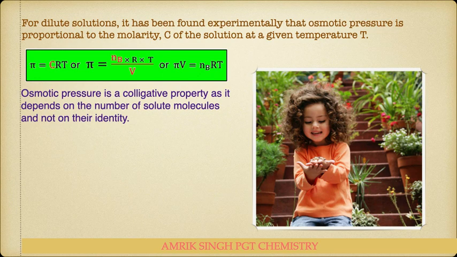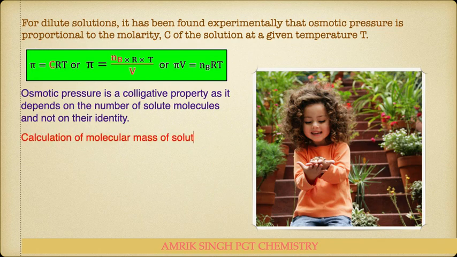Osmotic pressure is a colligative property as it depends upon the number of solute particles and not their identity. Therefore, in the equation it is clear that pi is proportional to n. R is constant, T is constant, V is also constant. Therefore, pi directly depends upon the number of solute particles. Remember, by convention we use B or 2 for solute, and A or 1 for solvent.